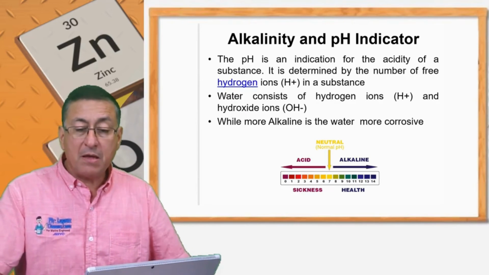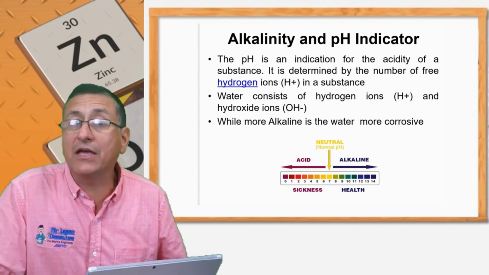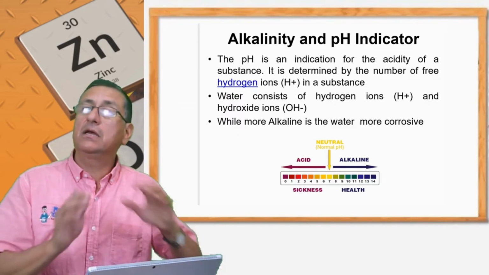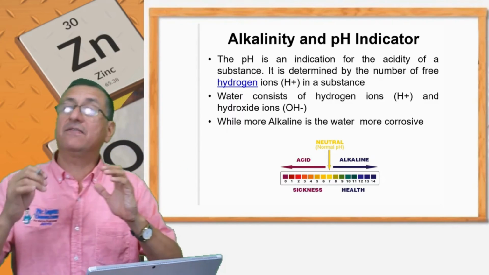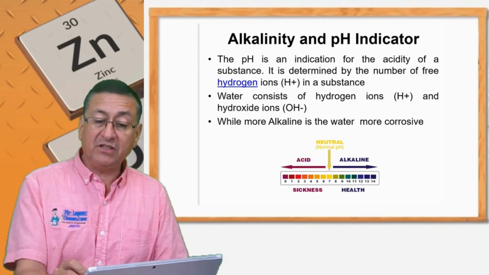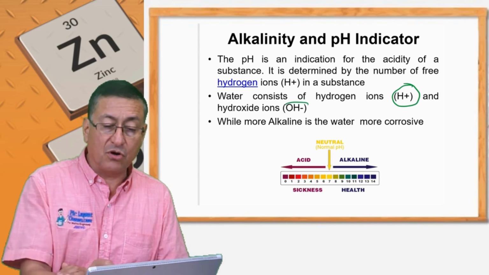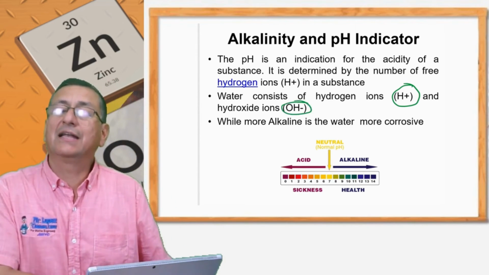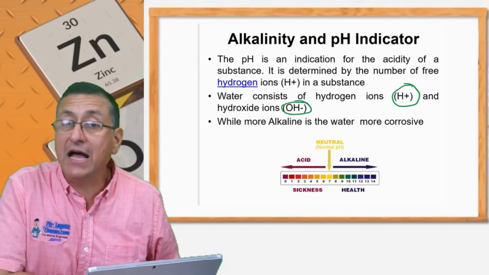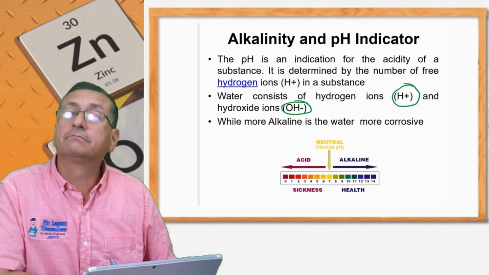It is determined by the number of free positive ions. My friends, remember, the water is divided in positive ions and negative ions. Yeah? Water consists of positive ions and negative ions, or hydroxides. Nice. The negative ions are the hydroxides and the positive ions the hydrogens.